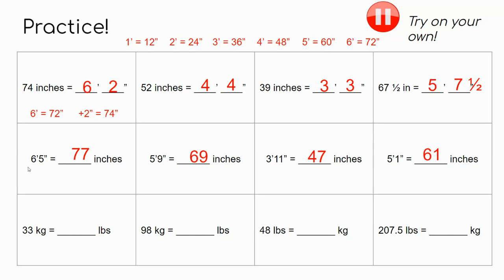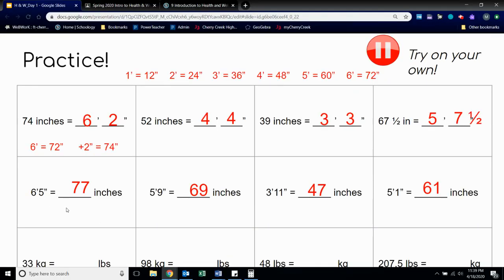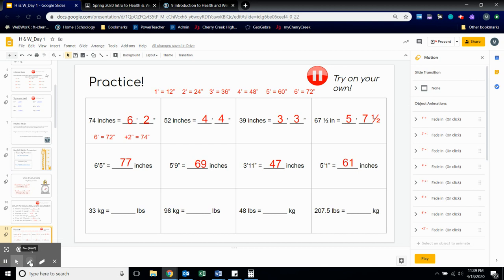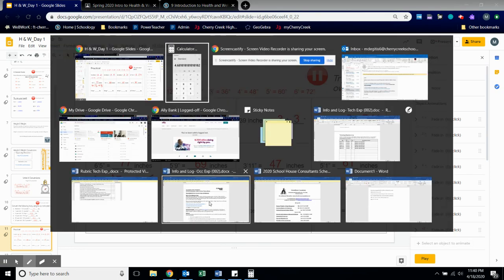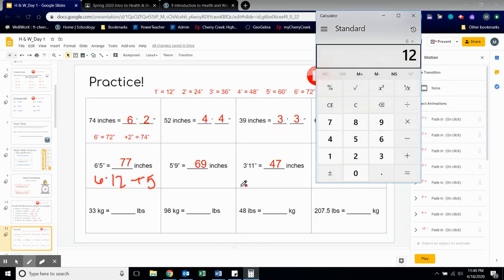Okay, 6'5". You know what I did here? Let's write it out. 6'5". I took 6 feet. I multiplied it by 12. And then whatever that answer is, I added 5 to it. See how I do it on the calculator here? 6 times 12, that's 72. I added another 5 to it, that's 77. Okay, 5'9". 5 times 12, that's 60, plus another 9 inches, 69 inches.